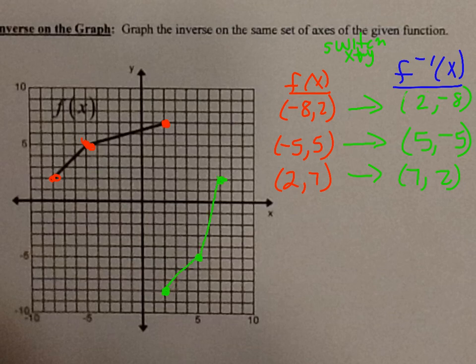Nice and neat. So there's the inverse. And that should kind of look right. Like, remember it's a reflection over the line y equals x. Remember, that's the one that's on that perfect diagonal. Doesn't it look like it's reflected over that line y equals x? Yeah, of course it does.